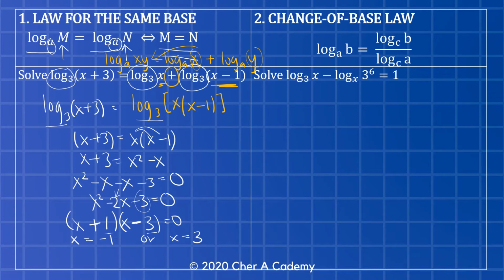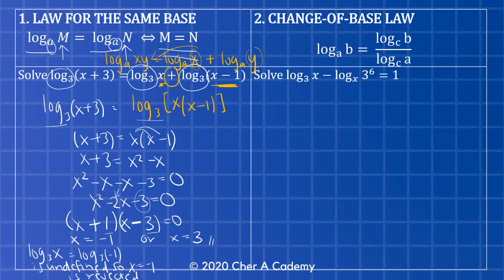I have two answers here, so I have to be careful. I need to see if I need to reject any answer, which happens to be x equals negative 1. Why? Because if I put x equals negative 1 into here, my log base 3 of x will be log base 3 of negative 1, which is undefined, because I cannot log a negative number. So I have to reject negative 1. Okay, I'm running out of space here. Bear with me. So my final answer will be x equals 3.